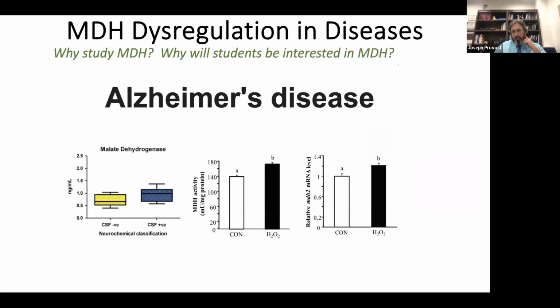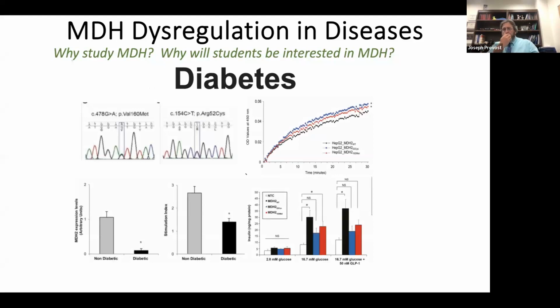There's evidence for other diseases, Alzheimer's disease. If you look at the CSF, the fluid around your spinal cord and various places in the brain where you're getting the tangles, we see increases in activity and expression. On the right-hand side, they were mimicking some of the issues that happen with Alzheimer's, with higher concentrations of radicals, and by treating these cells with hydrogen peroxide, they saw an increase in activity. Does that correlate to expression only or activity? Not known yet.